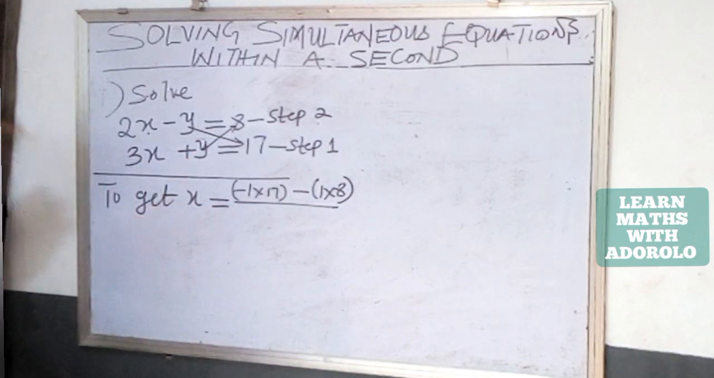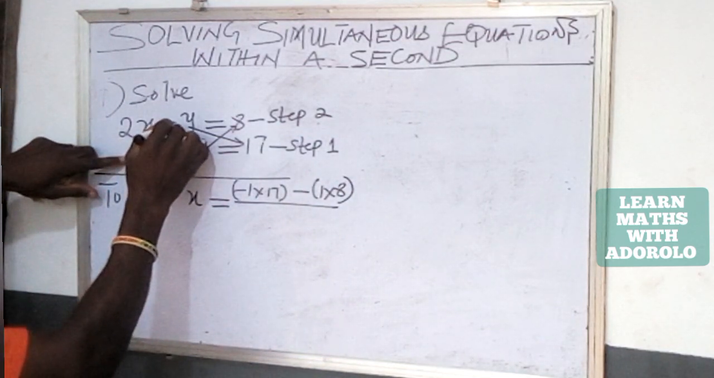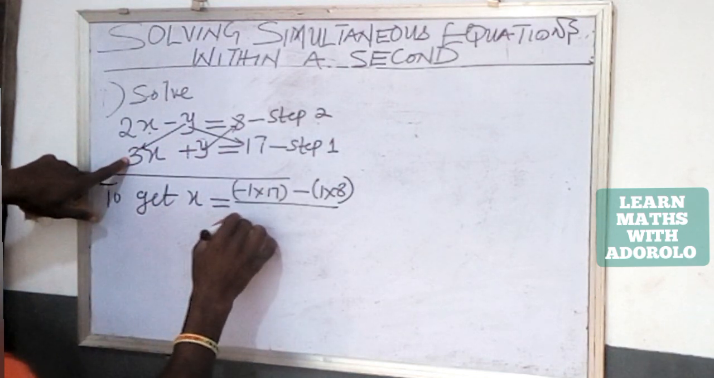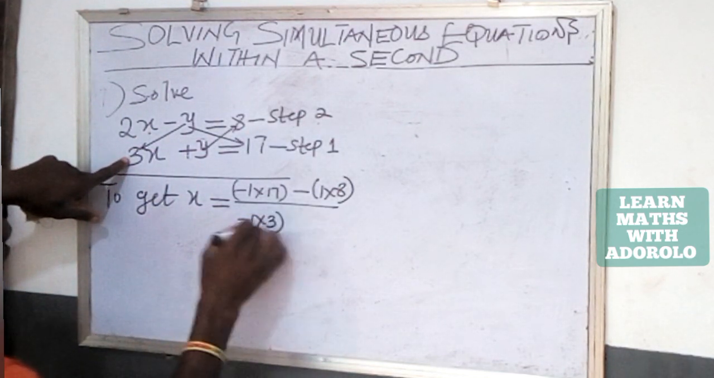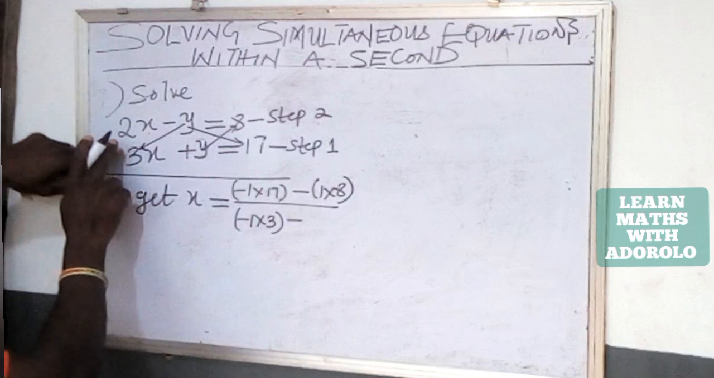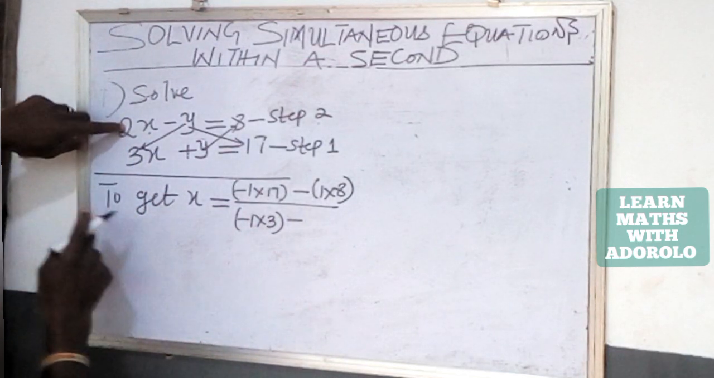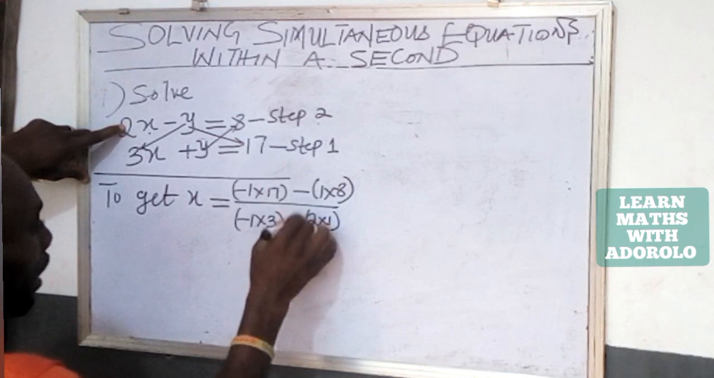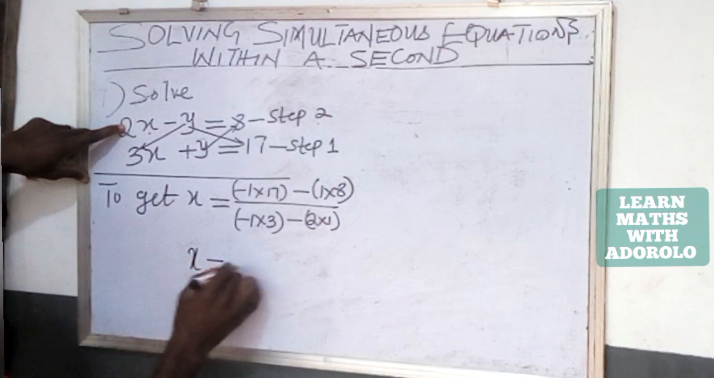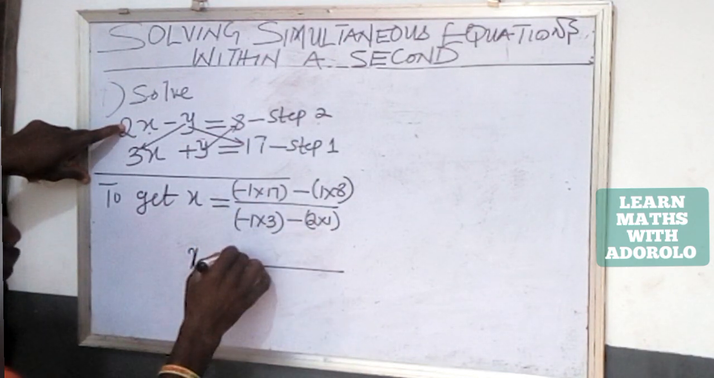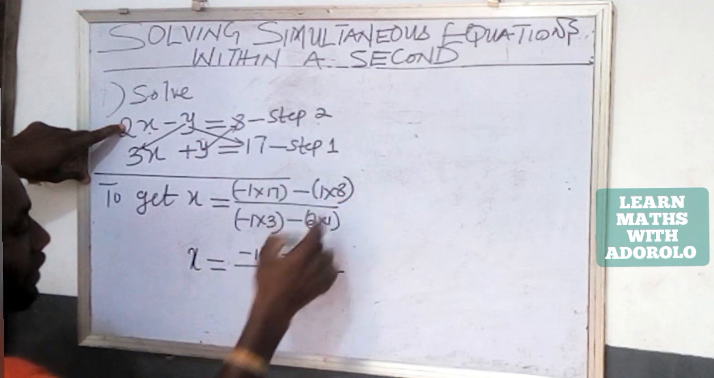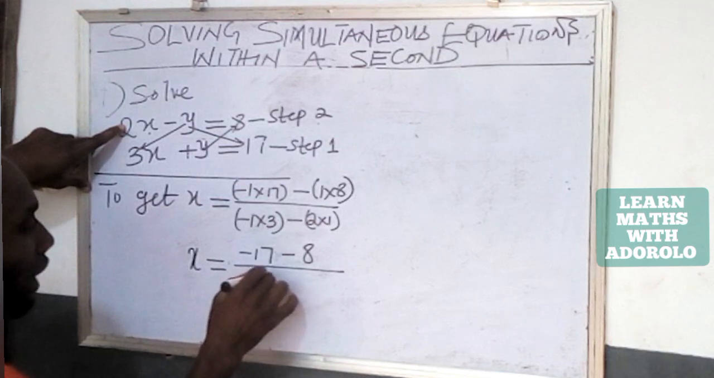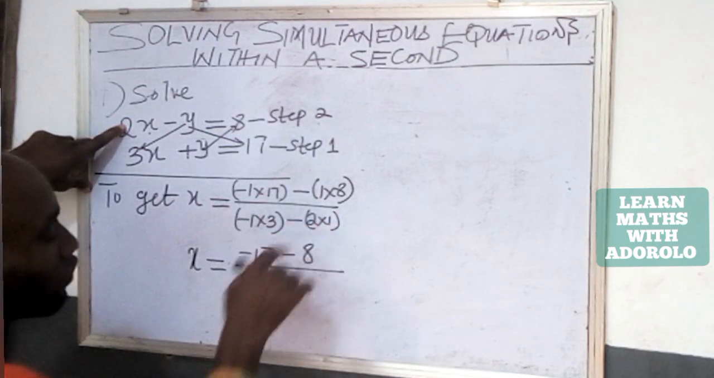The next step is what? Step 3. You multiply the coefficient of y in equation 1 times this, which is minus 1 times 3. Minus, multiply the coefficient of x in equation 2, that is 2, times the coefficient of y, which is 1. So quickly you have your x is equal to this times this, which will give you minus 17. 1 times 8 will give you 8. Minus 1 times 3 will give you minus 3.